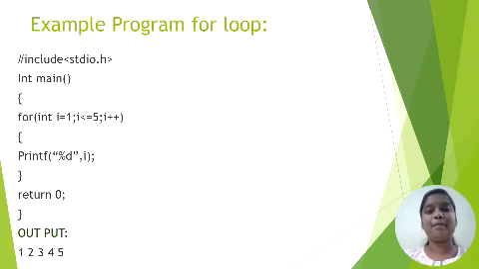This is the example program for the for loop. #include <stdio.h> includes the standard input output. int main(). for (int i = 1; i <= 5; i++). Here i is declared as 1, the condition is i <= 5, and the increment is i++. Declaration, condition and increment are included in a single line. printf("%d", i) prints the i value and then increments the i value. Output: 1, 2, 3, 4, 5.